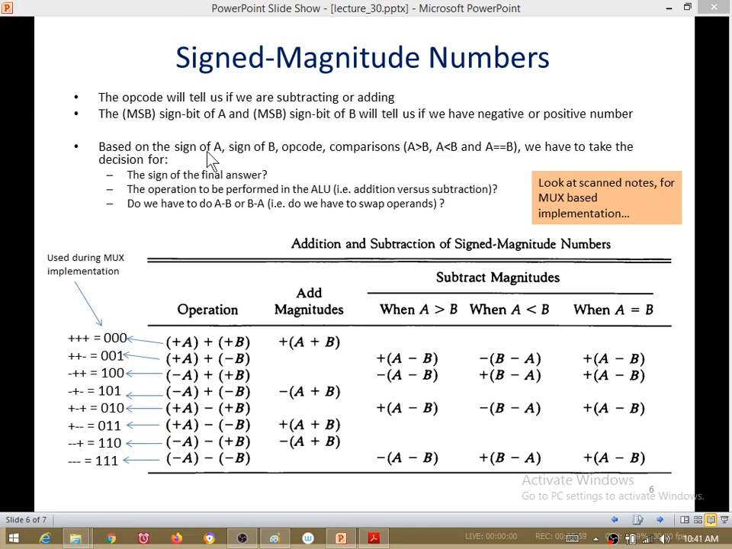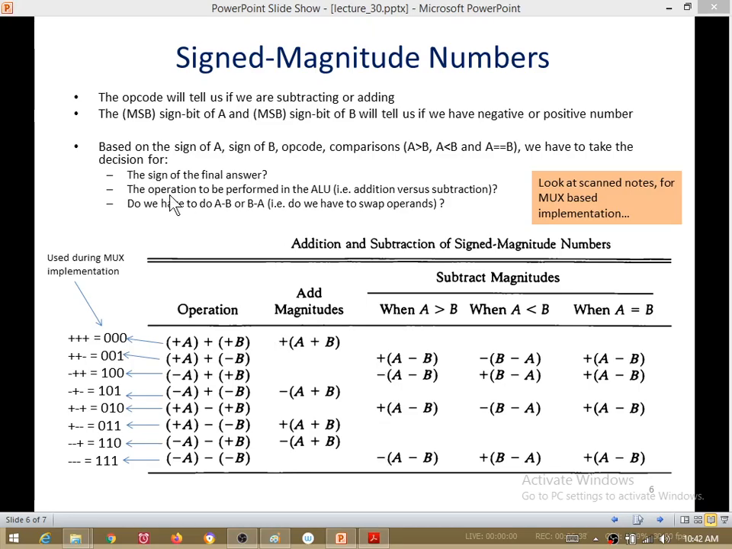Now based on the sign of A and B, and based on the comparisons of the magnitude of A and B, so there are three options: the magnitude of A is greater than B, magnitude of A is less than magnitude of B, and magnitude of A is equal to magnitude of B. So based on this, and based on the sign of the two numbers or operands, and based on the opcode, based on the operation code, we have to take the decision for the following three things. We have to figure out the sign of the final answer, which means we have to figure out this portion. What is the sign of the final answer?